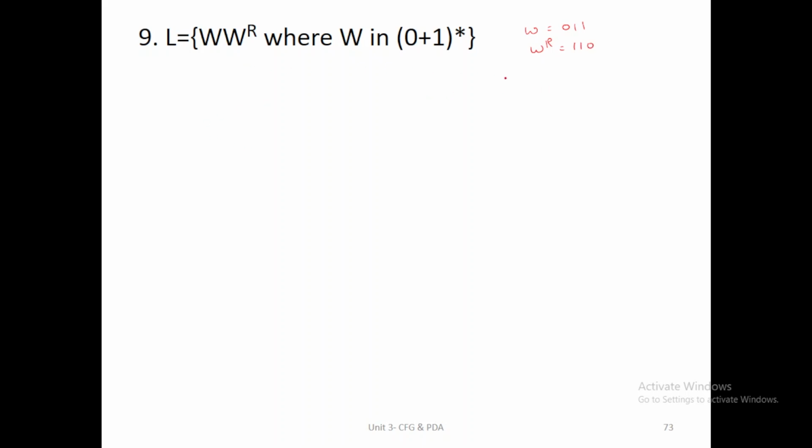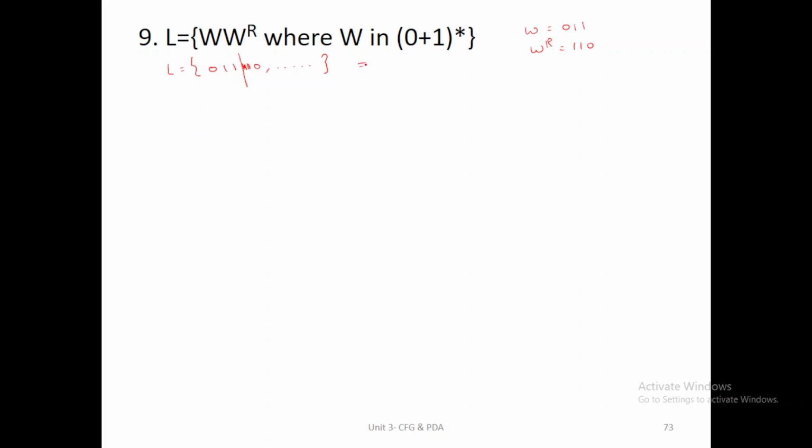So what are the possible notations of a string? W means 011, and WR immediately follows, 110. We cannot identify at what situation we should use the push operation, and after that whether the pop operation is done or not. We cannot solve it this way, so there may be confusion. How to solve this problem?